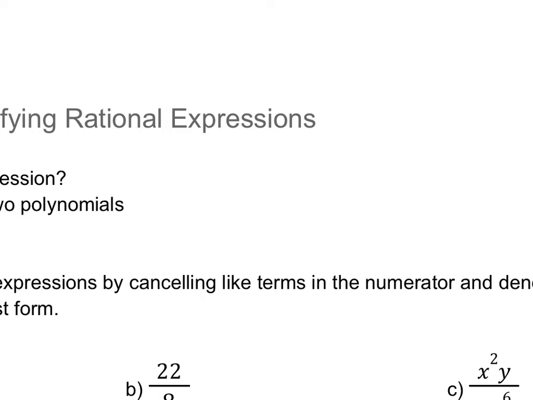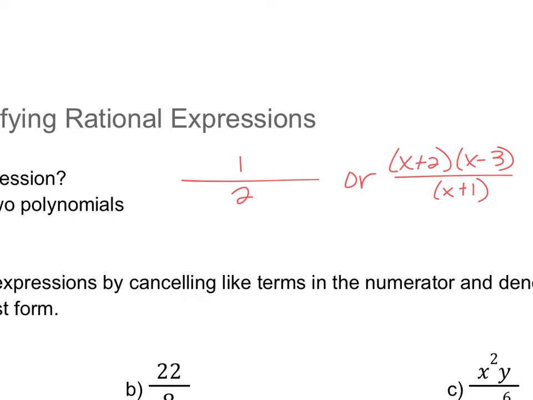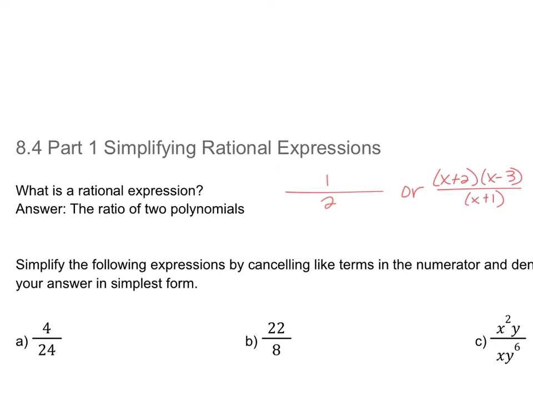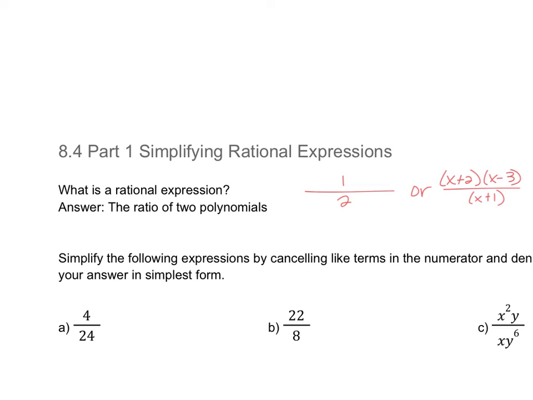That's the Google definition. So it could be just something like 1/2. That's a rational expression. Or it could be like (x plus 2)(x minus 3) over x plus 1. Something along those lines. So, AKA it is a fraction. Also, something to know is an expression is something that does not have an equal sign, so it's a fraction with no equal sign. Therefore, since there is no equal sign, we cannot solve for x, so all we can do with these is simplify them.